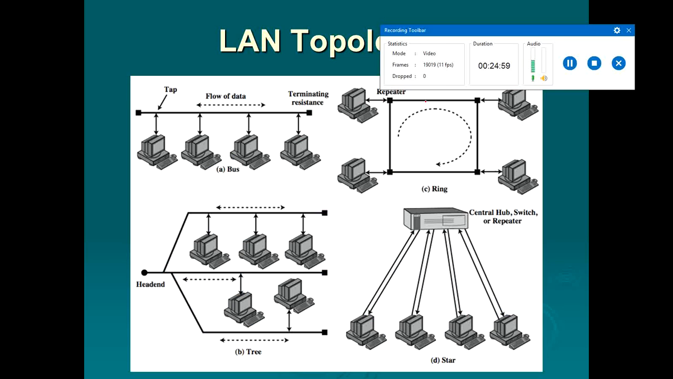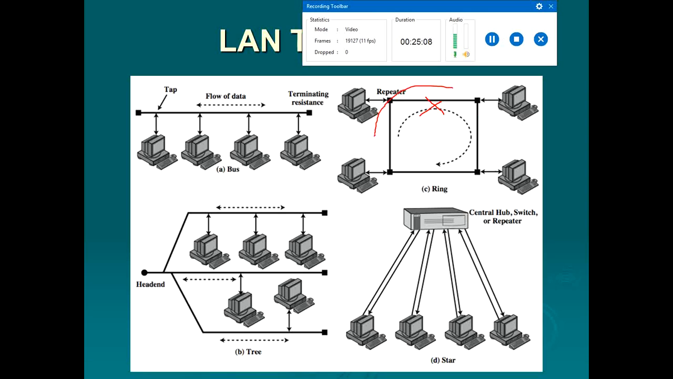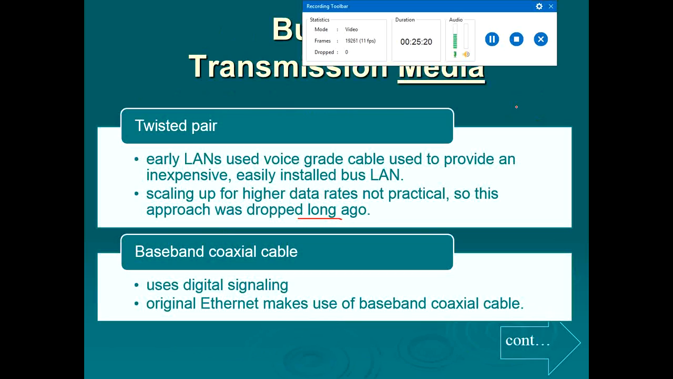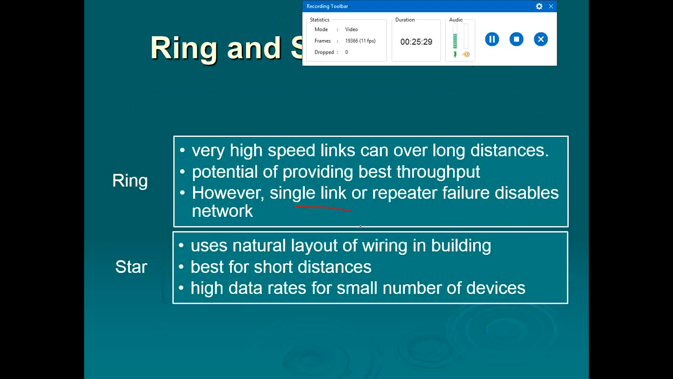for example, if this wire fails, if this link fails, what will happen? My whole network will stop, because in this case, for example, if my network is designed to work this way, so this system will be cut off from all the other systems. Similarly, these two cannot transmit to each other. So failure of a single transmission link can hamper my transmission. Alright. So single link or a repeater failure disables the network.